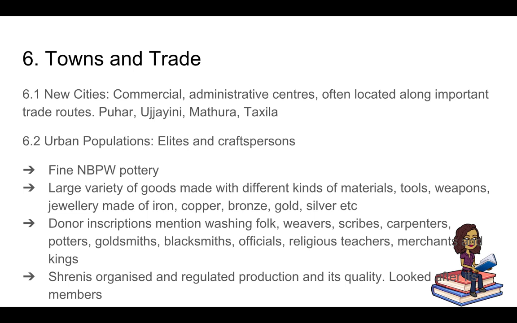We also have a lot of donor inscriptions, especially to temples, which mention washing folk communities, weavers, scribes, carpenters, potters, goldsmiths, blacksmiths, officials, religious teachers, merchants, and even kings. We also have evidence of shrenis or guilds, craft guilds or trade guilds, which organized and regulated production and the quality of the production. And on the other hand, they also looked after the needs of the members as well.